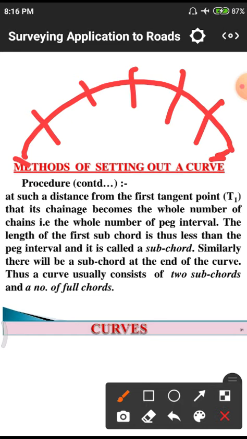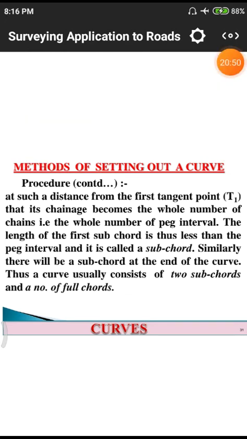Similarly, there will be a subchord at each end of the curve, so the curve usually consists of 2 subchords and a number of full chords. These two are the subchords. These are the number of chords, 1, 2, 3, 4, 5.